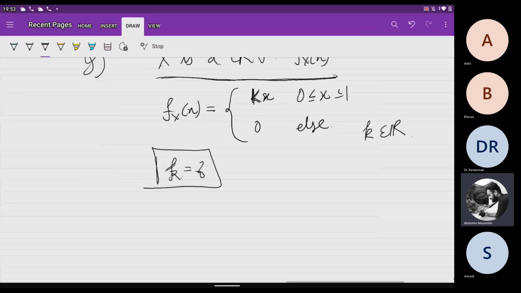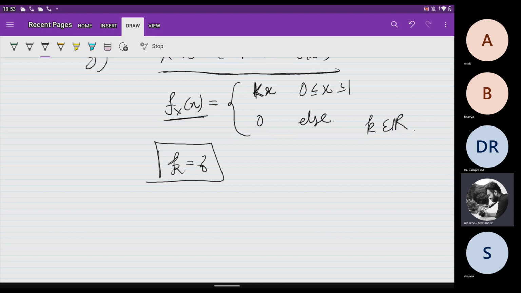I am asking that, okay, I am given a PDF which is defined as k times x in the range 0 to 1 and 0 elsewhere, and k is a constant. Now, if I say that f of x is a probability density function, can you find the value of k?